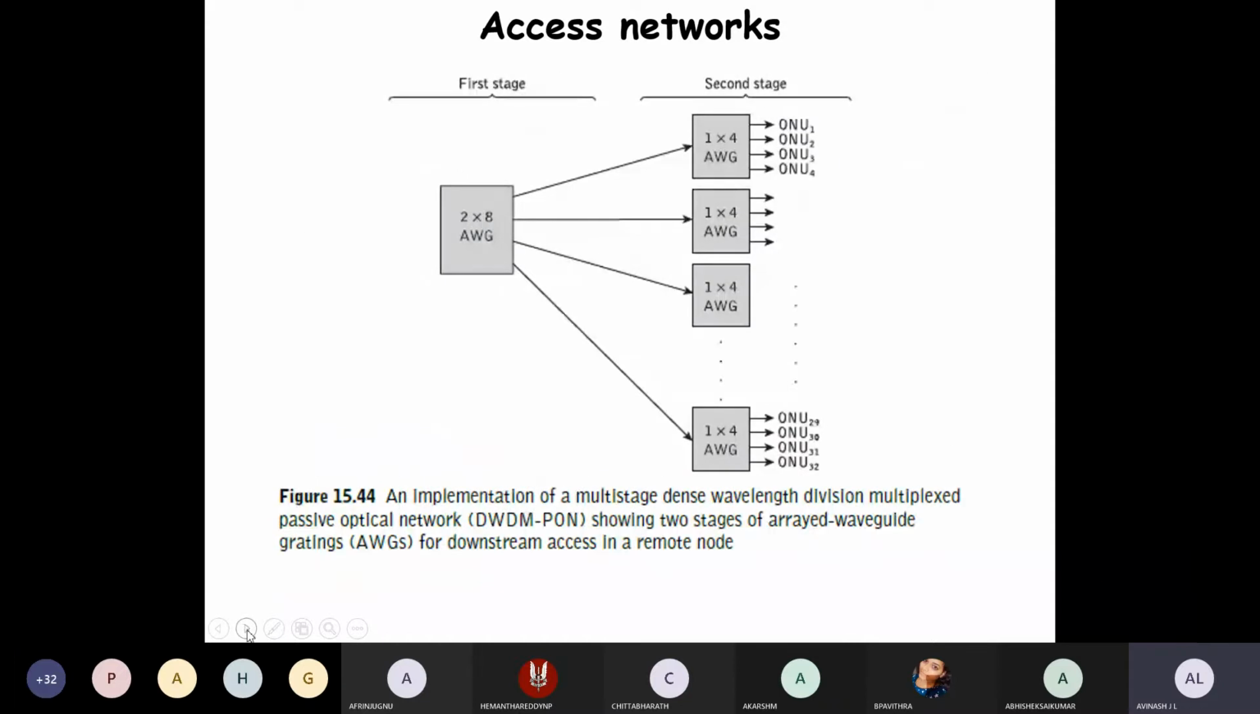And after that, the implementation of multi-stage; these diagrams are not so important. The first stage will be 2x8, with array waveguide gratings, and in the second stage it is 1x4, 1x4. So multiple 1x4 units are connected.